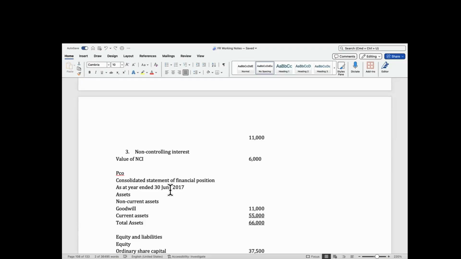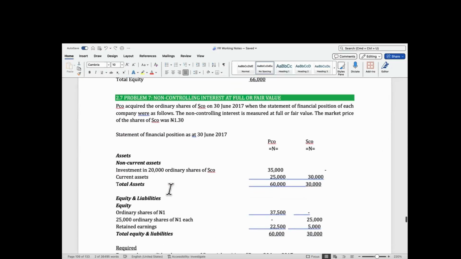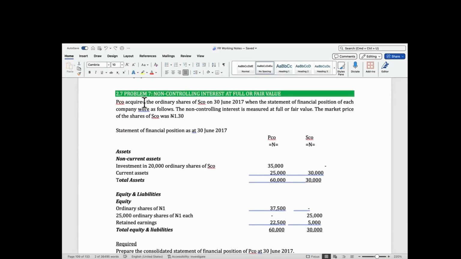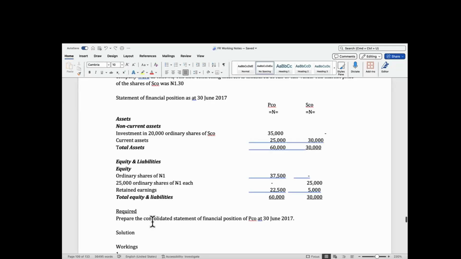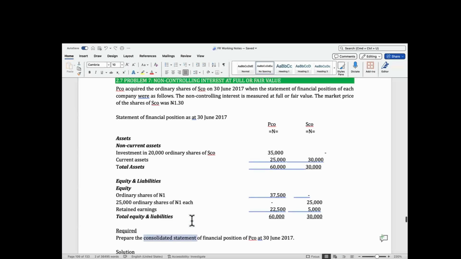Okay, the next question. This one says that PICO acquired the ordinary shares of ESCO on 30th June 2017, when the statement of financial position of each company were as follows. The non-controlling interest is measured at full fair value. The market price of the shares of ESCO was 1.30 kobo. So they gave us similar financial position of the two entities, and we are required to prepare consolidated statement of financial position.